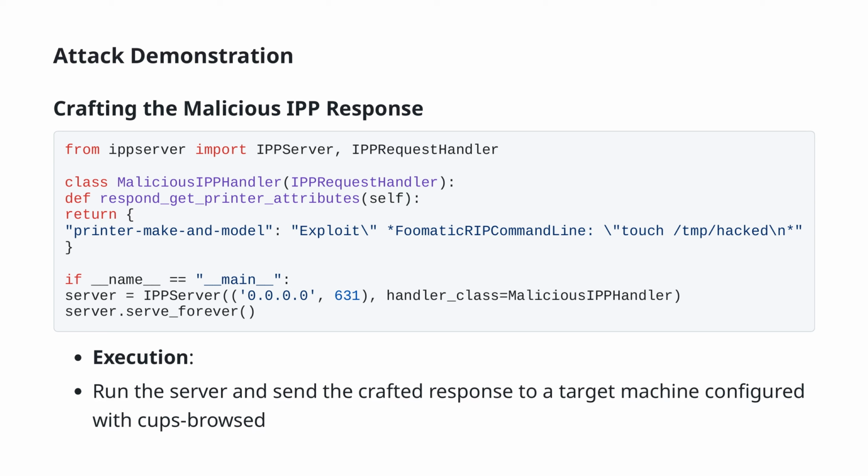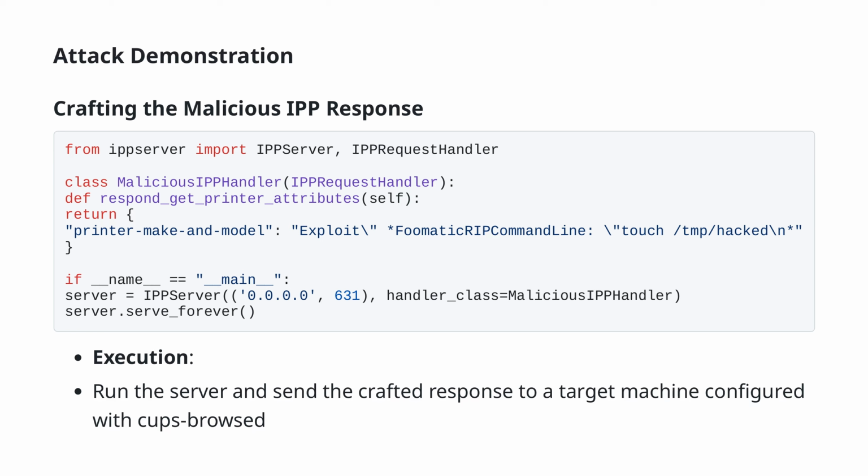The example provided uses the ippserver library in Python to set up a dummy IPP server. In this code snippet, we've defined a malicious IPP handler class that inherits from IPPRequestHandler. The method respond_get_printer_attributes within this class pretends to provide legitimate printer attributes. However, among these attributes, we include a malicious command. In our case, the command is touch /tmp/hacked, which is meant to create a file named hacked in the /tmp directory on the victim's machine.